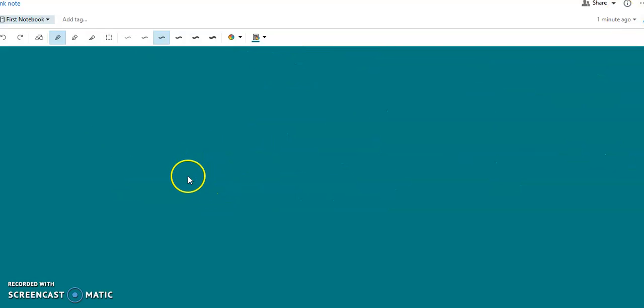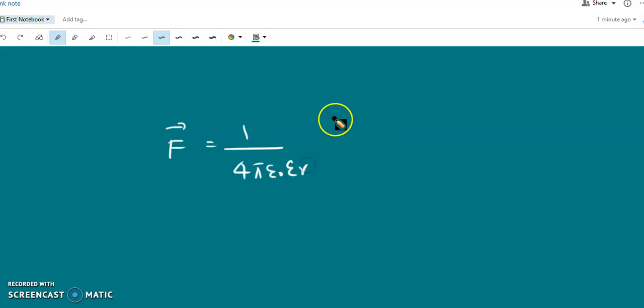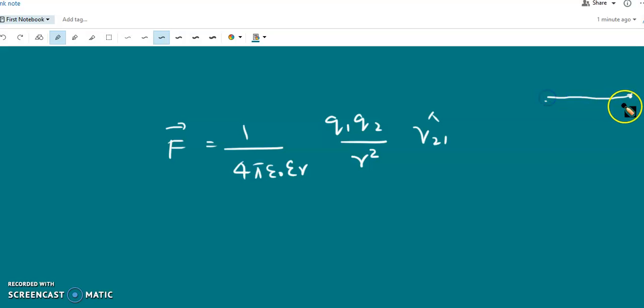So now we can generalize Coulomb's law as F is equal to 1 by 4 pi epsilon 0 epsilon r q1 q2 by r square. So if the force is acting on the charge 1 due to charge 2, it is along the unit vector r21. So r21 is the unit vector pointing from the charge 2 to the charge 1. So this is the general form. We can apply this equation for both free space and also for any other media.